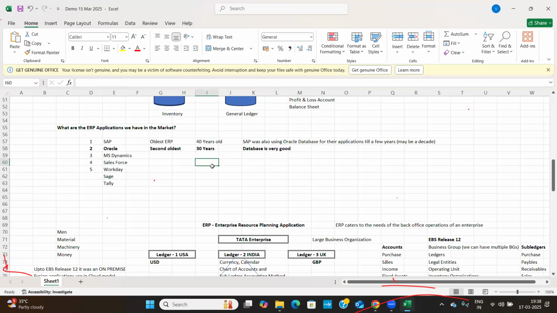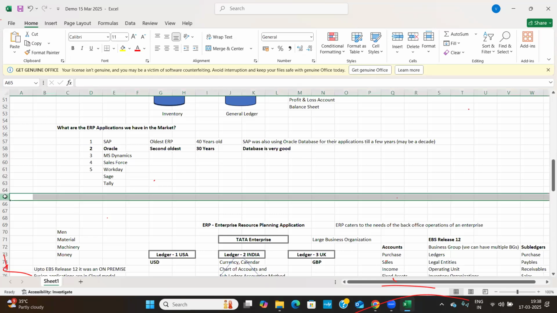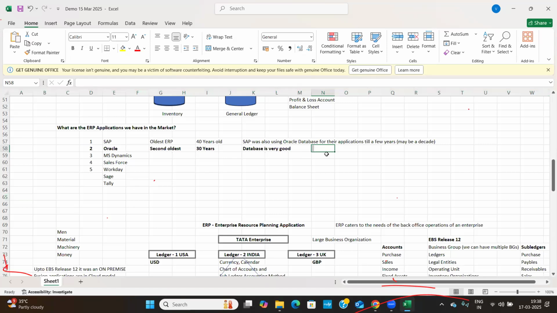So that's the reason why we are getting into this. So now this is also used by so many clients, because Oracle is used by hundreds of thousands of clients across the globe. You can Google it. What advantage you will have here is that you may learn Tally.